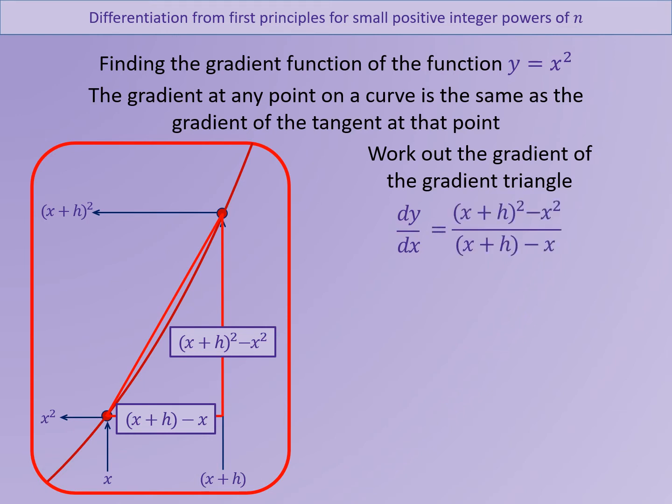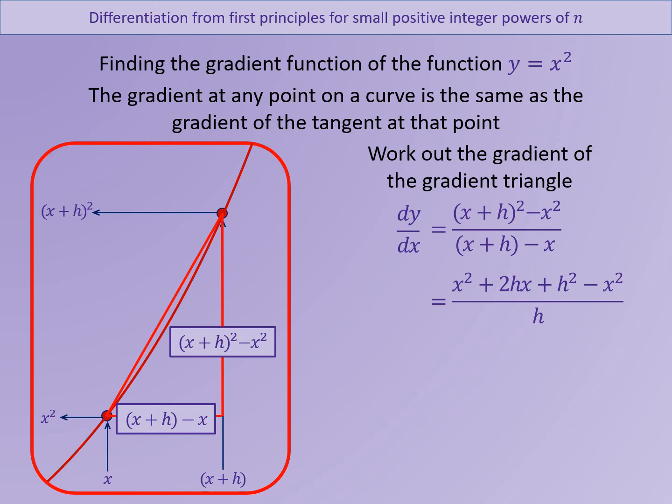Using my formula for the gradient of a straight line, I can work out the difference in the y values over the difference in the x values, and that will give me my gradient function, dy by dx. The first thing I'm noticing is that on the denominator, x plus h minus x simplifies to just h. You will find that this happens every single time you do a differentiation from first principles question. It makes sense because the difference in x is just that little value h that we were talking about earlier on.